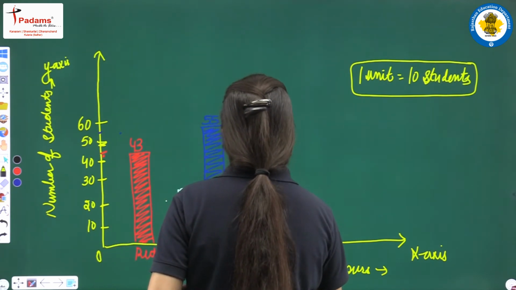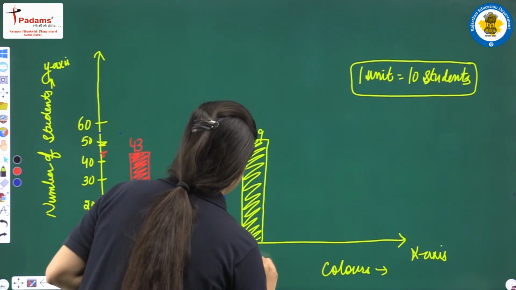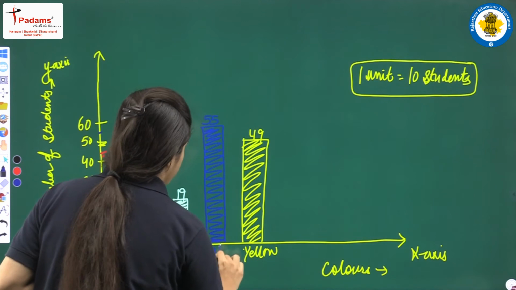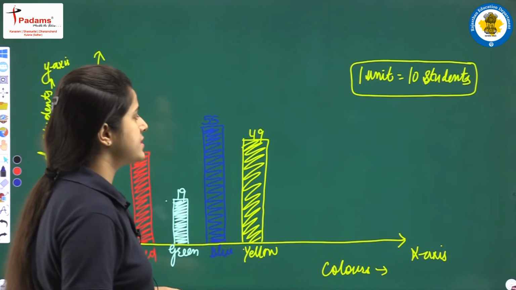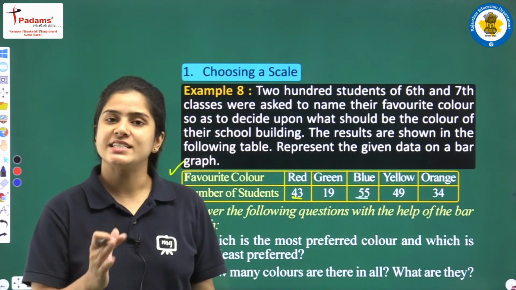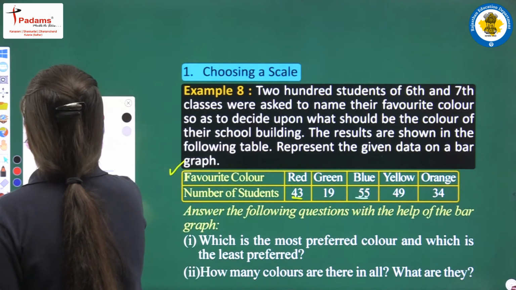Okay, students. This is of yellow. Okay, and this is blue. Now students, orange is the favorite color of 34 students. Now we'll make the bar of orange color. Okay.